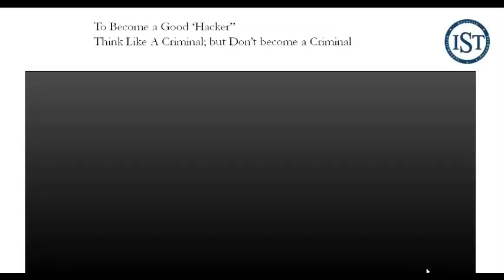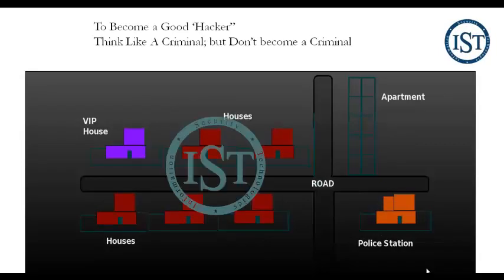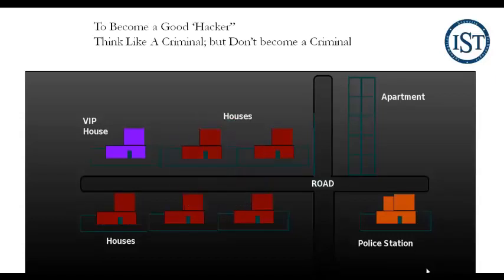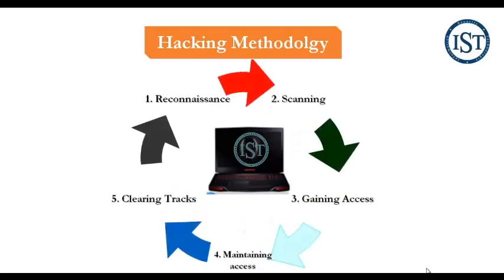To become a good hacker, we need to think like a criminal, but don't become a criminal. If you become a criminal, the next step would be we'll be behind the bars. So we need to think like a hacker, but we need to follow the ethics. And this is the hacking methodology. We have 5 steps. One is reconnaissance, then scanning, gaining access, maintaining access, and finally clearing tracks.